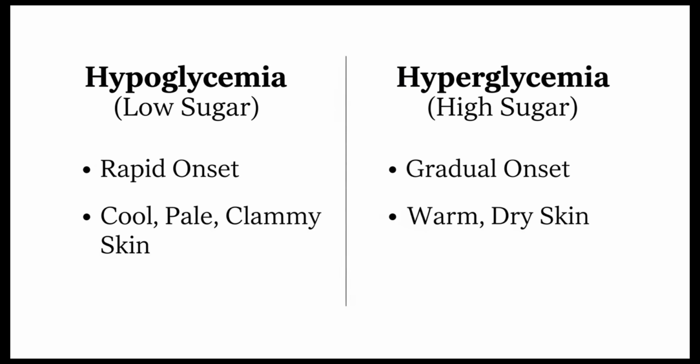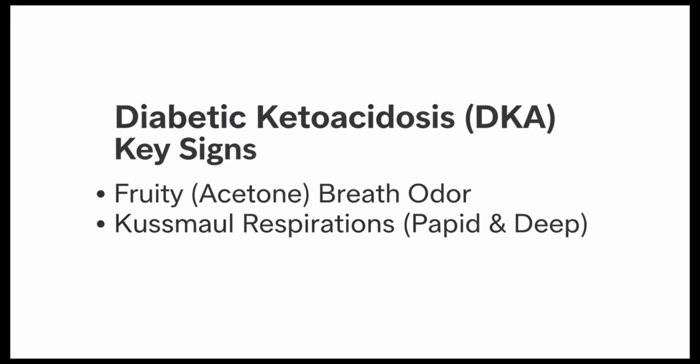Hyperglycemia, or high blood sugar, has a gradual onset with signs of dehydration, and the skin is often warm and dry. Diabetic ketoacidosis, or DKA, presents with a fruity breath odor and Kussmaul respirations, which are rapid, deep breaths.